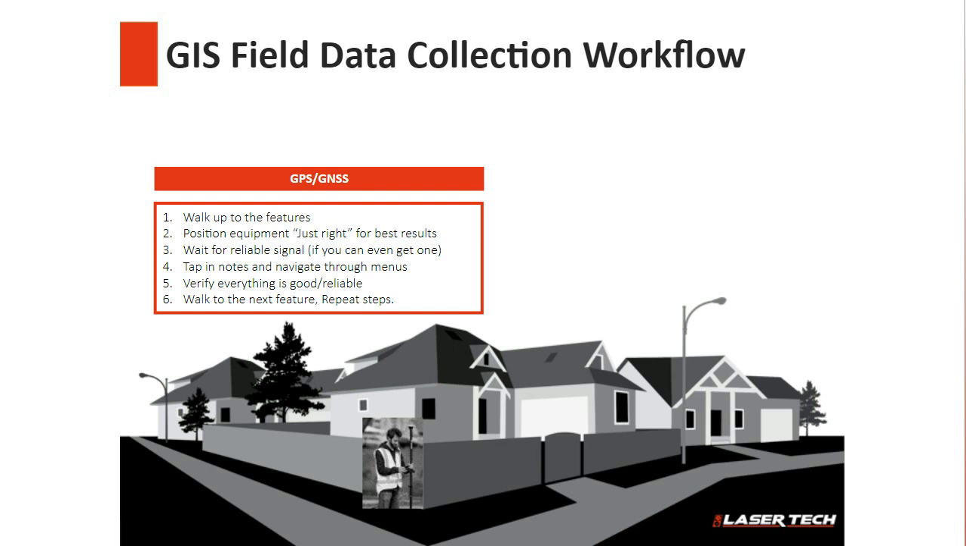You've got to maybe position it just right, get it on maybe the south side of an obstruction or something like that to get a better view of the satellites. You've got to wait for your signal. You make sure you get your proper accuracy for your points. Put all your notes in, verify everything's good, take the point, and then walk on to the next feature and repeat all that, right? So that's your typical workflow for GPS alone.